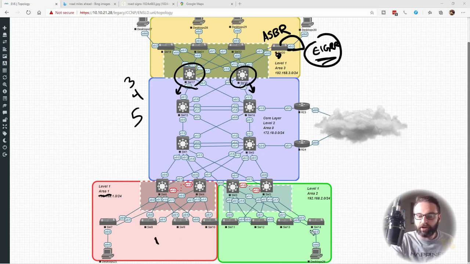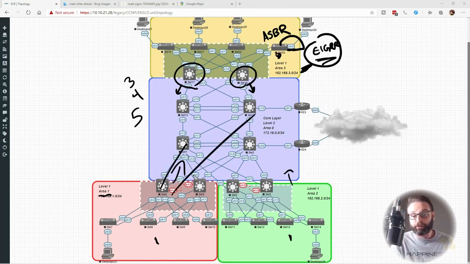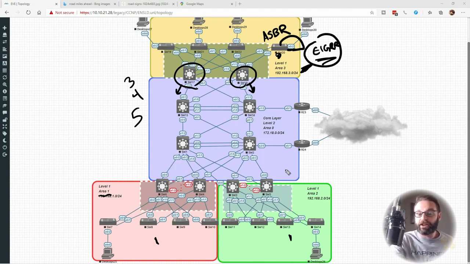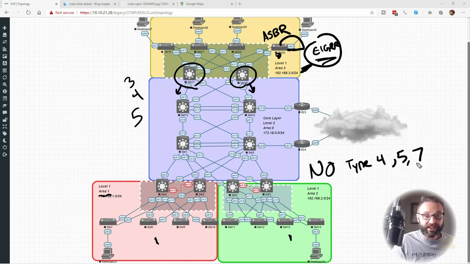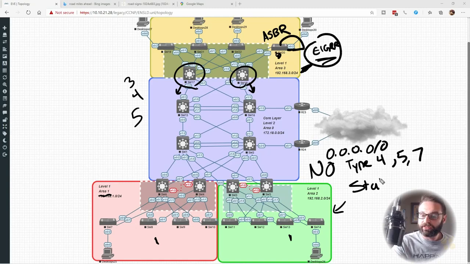But take a look down here on area 1 and area 2. Their only way to get up here to this EIGRP domain is through the core. They only have one exit point to get to that. Is there any reason whatsoever that they need to have all of these external routes in the first place, or even an ASBR? No, their one path up to EIGRP, they only have one way, and that's through the core. So we can manipulate this area right here such that no type 4, 5, or 7 LSAs will ever be entering this area. Instead, it could receive just a default route. What we're talking about here is the stub area.